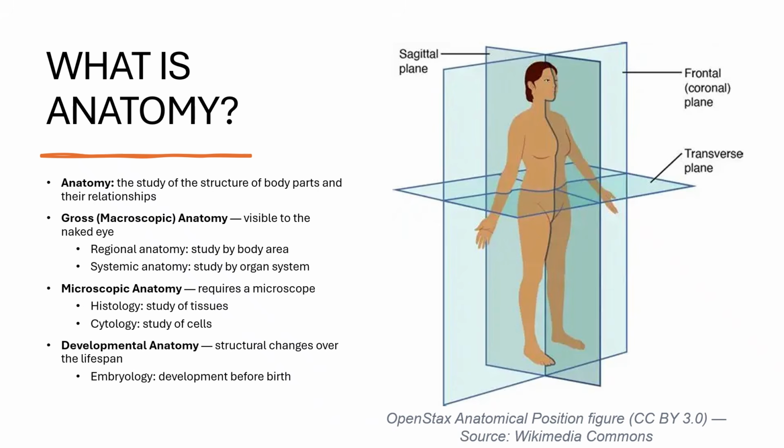Microscopic anatomy studies structures too small to see without a microscope. This includes histology, the study of tissues, and cytology, the study of cells. Developmental anatomy looks at how structures change from before birth through adulthood. A specialized branch is embryology.